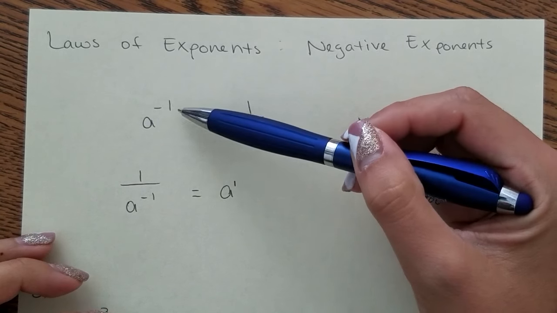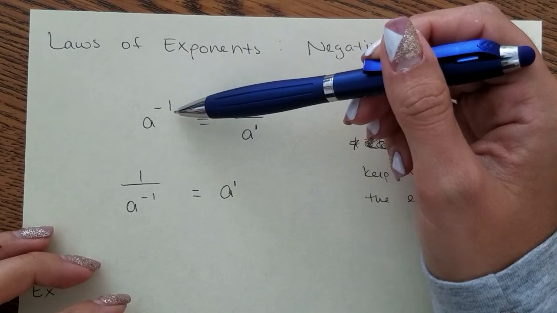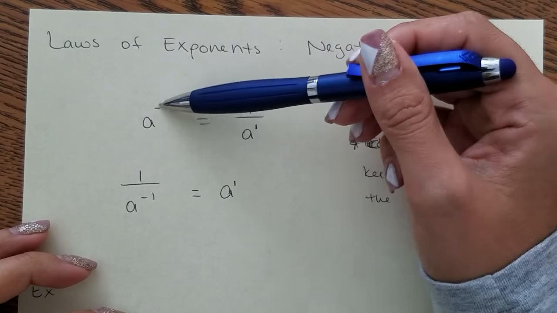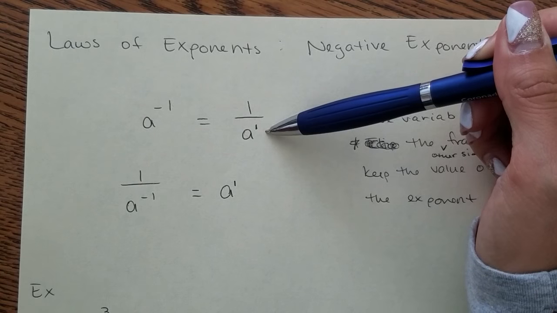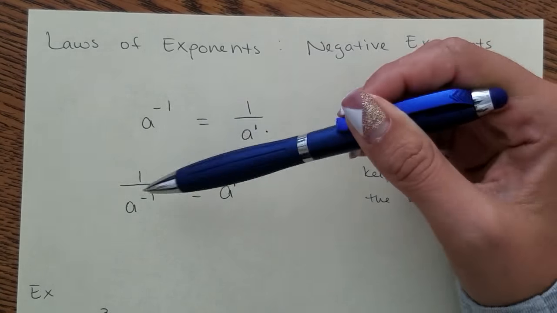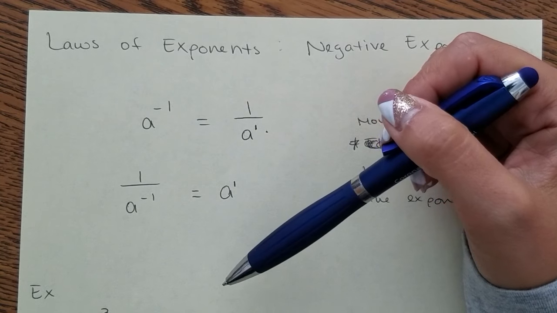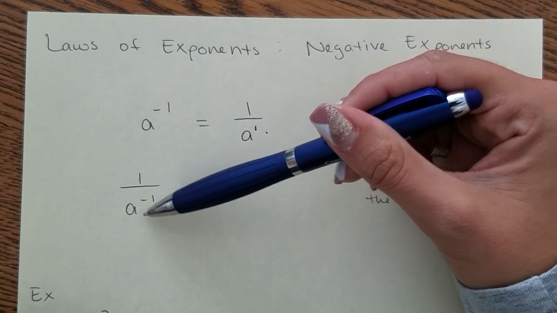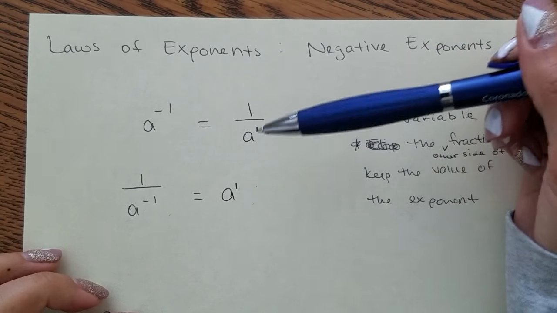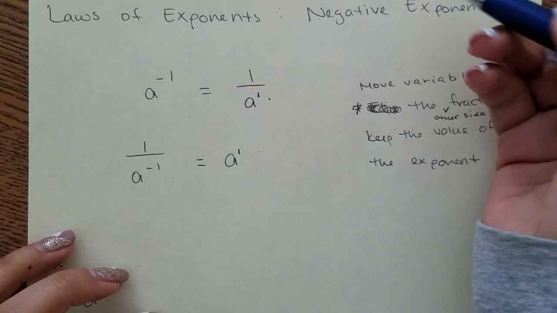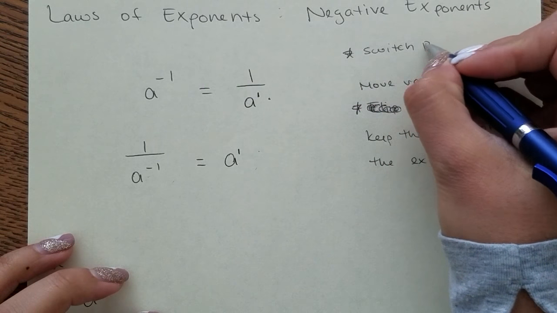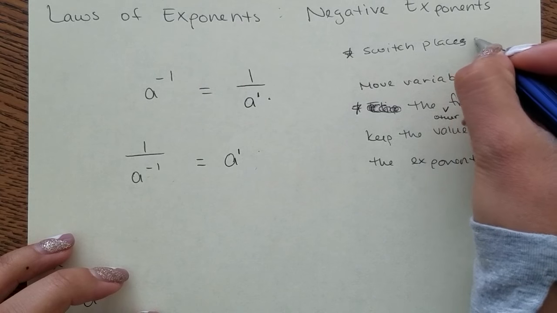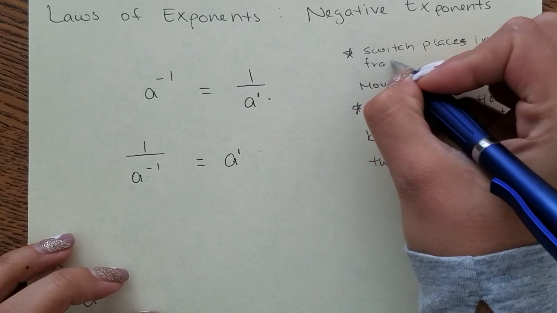But what it means when you have a negative exponent, it means it's in the wrong place. So if you have something like this and it has a negative exponent, you're actually going to bring it down and put it into fraction form. If it's already in a fraction form and it has a negative exponent, it means that you want to move it up. So really what you're doing is you're switching places, okay? So you're going to switch places in the fraction.